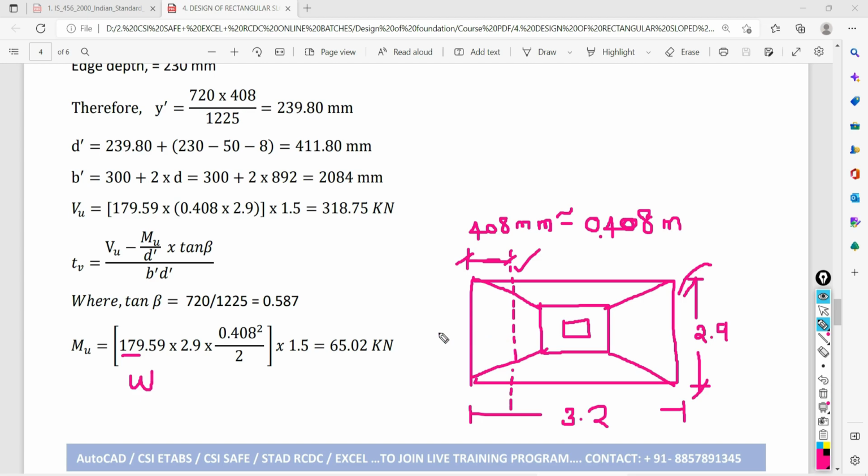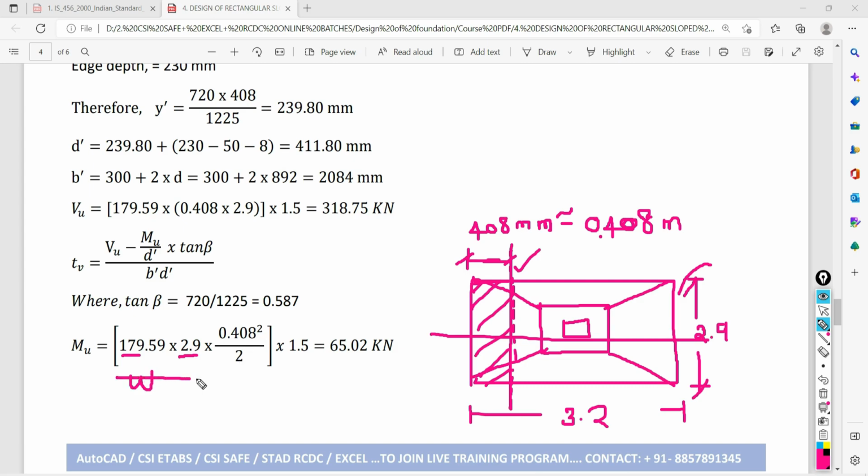Total width is what? If you are going to do the calculation along the length of the footing, we have to consider the full width. So that is 2.9 multiplied by the projected part beyond the one-way shear check section. So how much is the section beyond this? This much section is there. So this projected span I need to know. That is 408 mm. It is going to become 0.408 meter. So that I am going to put here squared divided by 2.